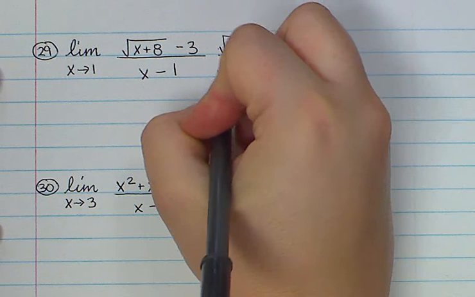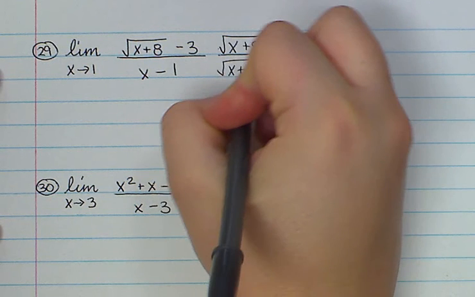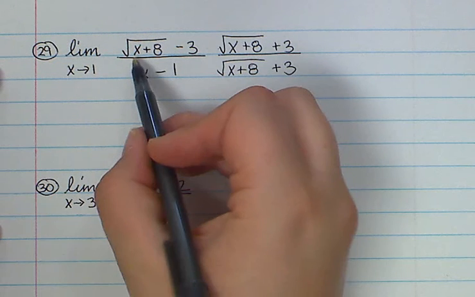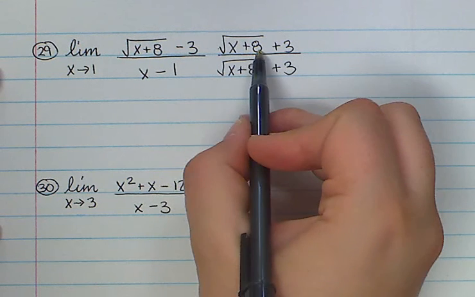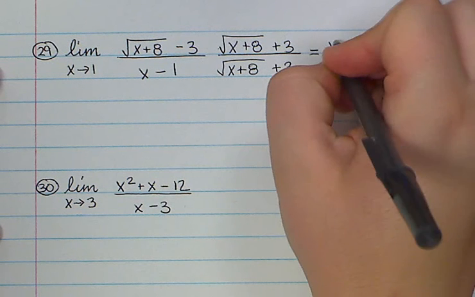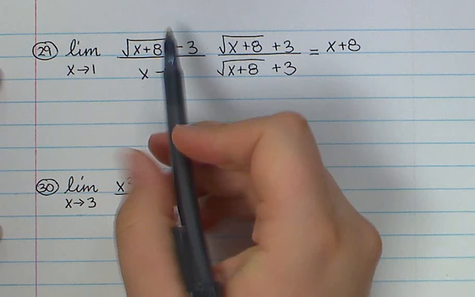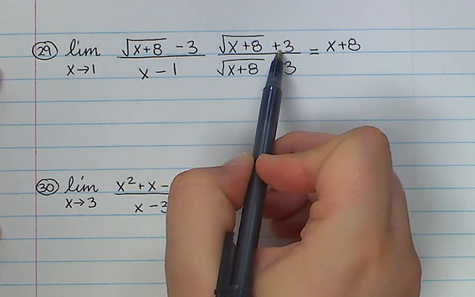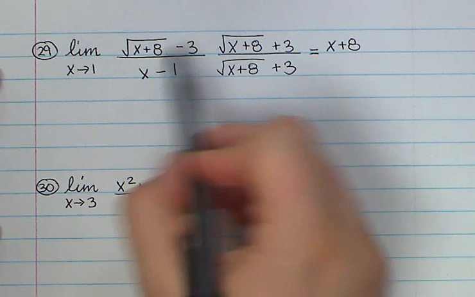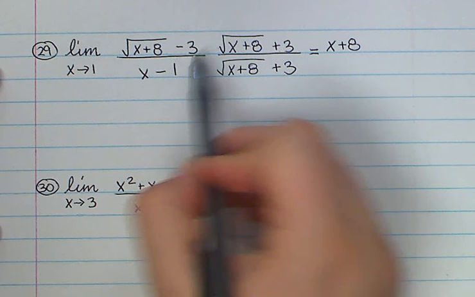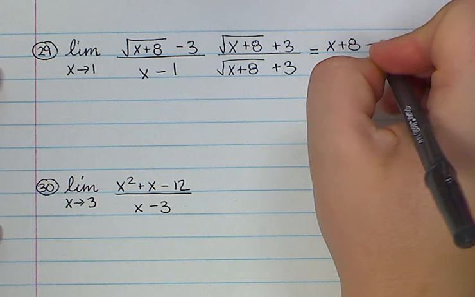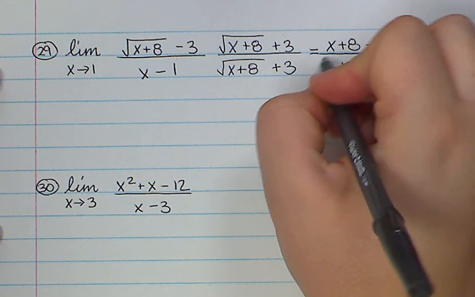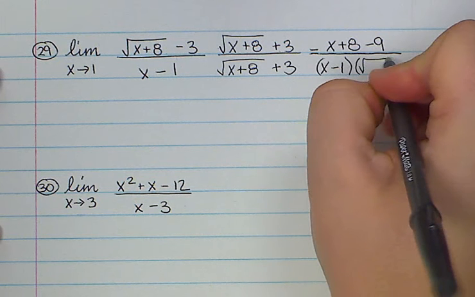If I multiply the top, I have to multiply the bottom. The top I can simplify. Square root of x plus 8 times square root of x plus 8 equals x plus 8. I don't have to worry about FOIL because it's a conjugate. So I'm using the difference of squares pattern, so I only have to multiply the first terms and the last terms. So I have negative 9 here. The bottom half, the denominator, I can't do anything with, so I just leave it kind of ugly.